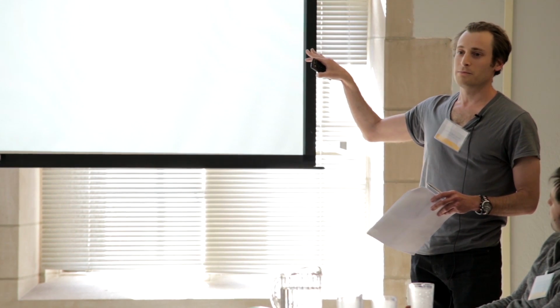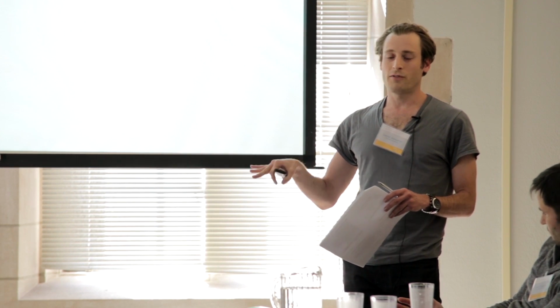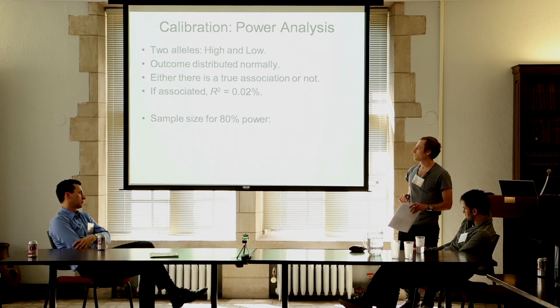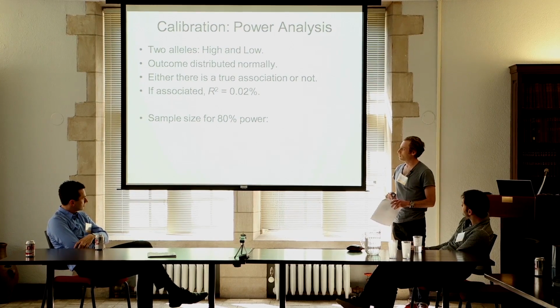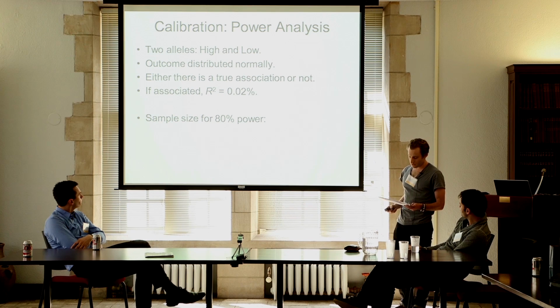The reason I pick that number is because, as you'll hear from Phil's presentation, I think the best evidence we have so far for a direct association between a SNP and a social science trait, educational attainment, is that magnitude. So what would be the sample size that you need for 80% power?